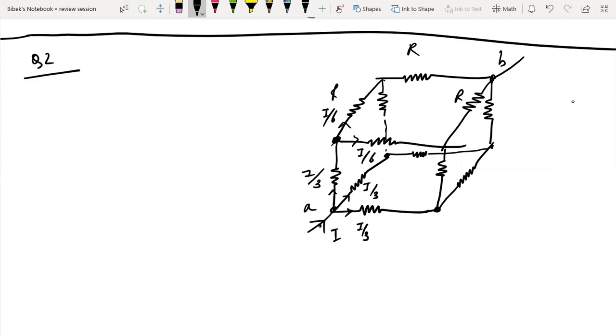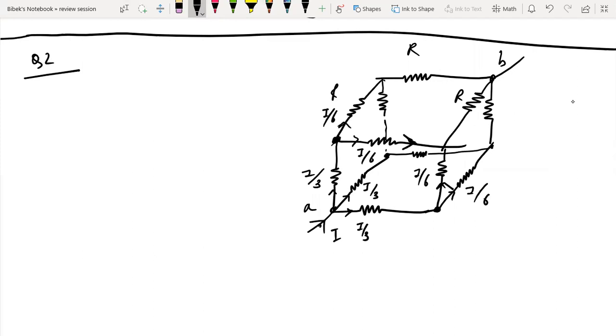Now this I over 3 is also going to be divided like here. Here you have divided this I over 3 into two parts, right? This I over 3 will also be divided into I over 6 and I over 6. Now this I over 6 coming from this side and this I over 6 coming from this side.